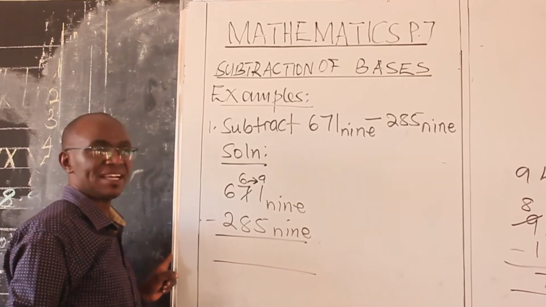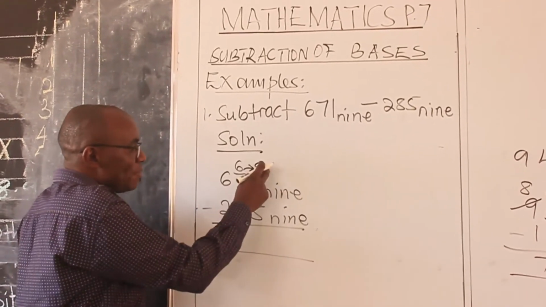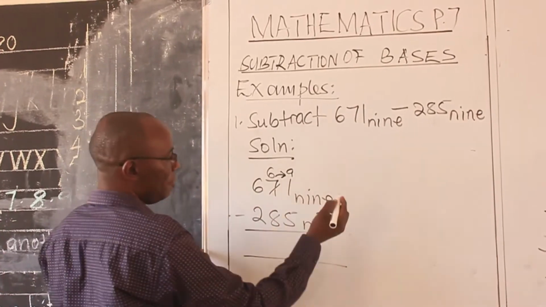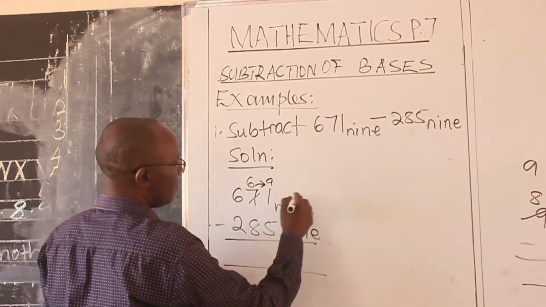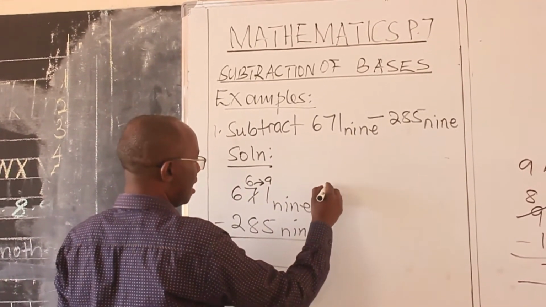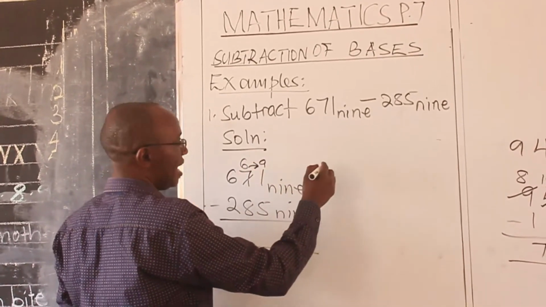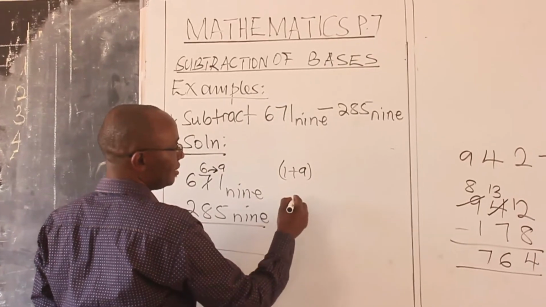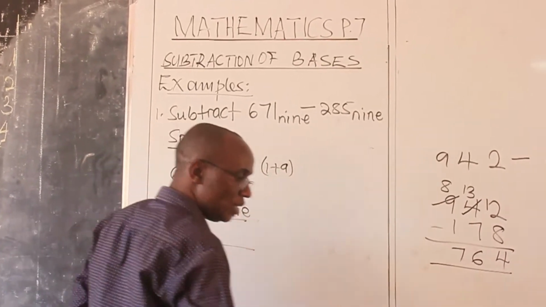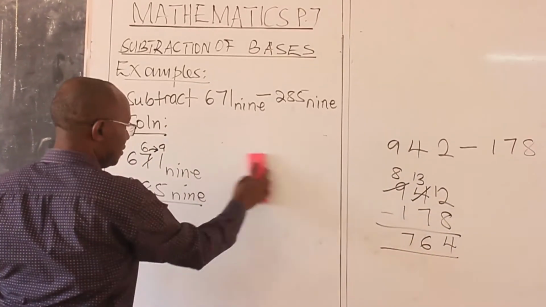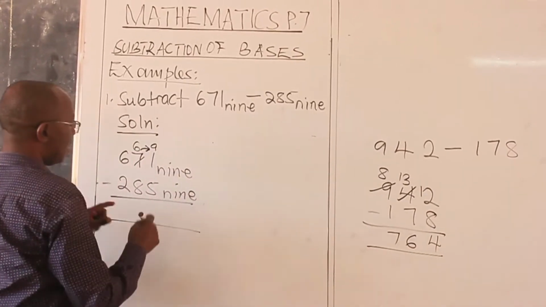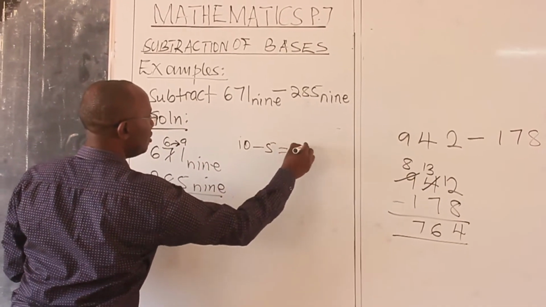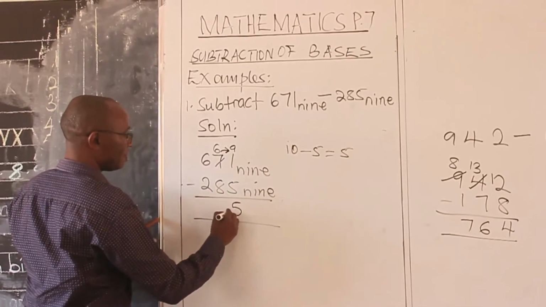I think you must have understood this. So 9 plus 1 is 10. Let me write this as side work. I borrow 1, but it contains 9, so that is 1 plus 9, I get 10. 10 minus 5, I get 5. So the answer here is 5.